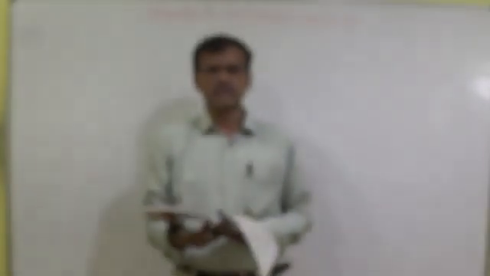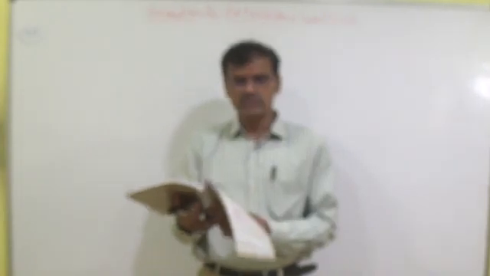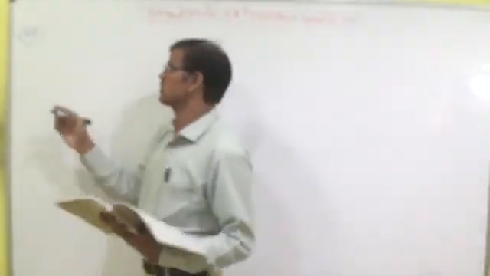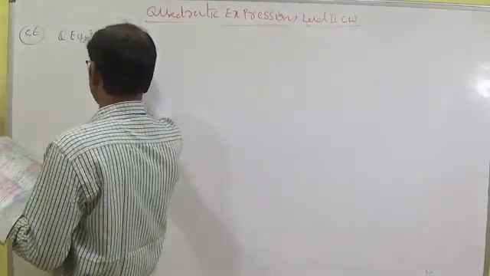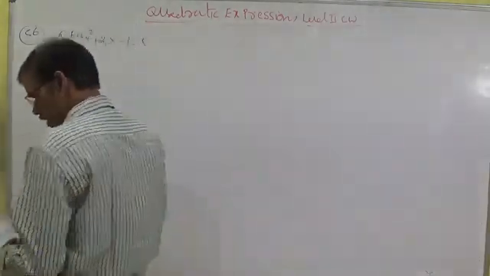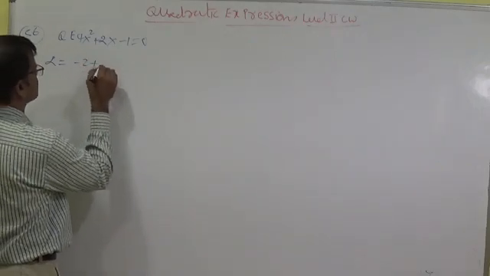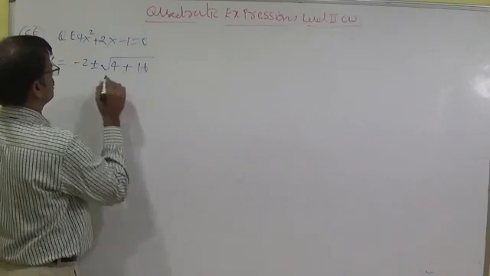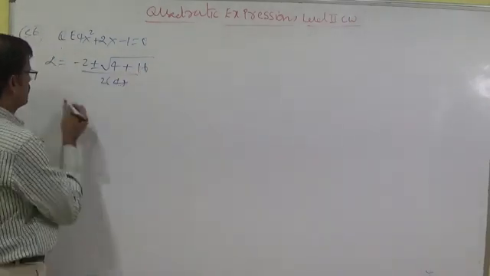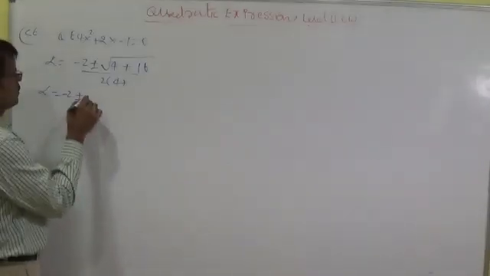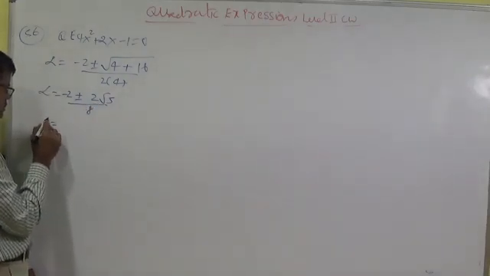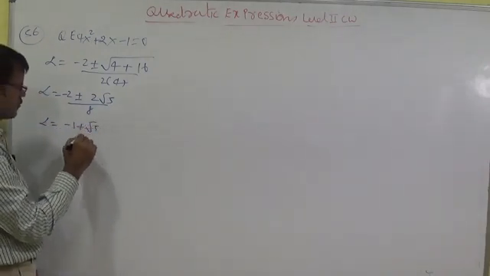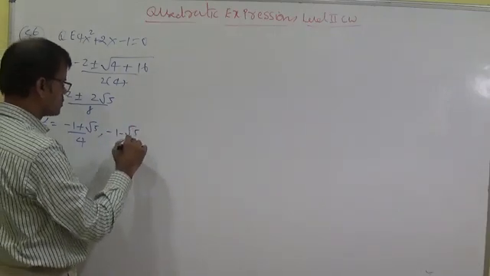If alpha is a root of the equation 4x square plus 2x minus 1 equal to 0, then the other root is given by: given the quadratic equation 4x square plus 2x minus 1 equal to 0, alpha we can take by the minus b plus or minus root b square minus 4ac concept, by 2 into 4. Alpha is equal to minus 2 plus or minus, this is 2 root 5, whole by 8. So alpha is equal to minus 2 taken common, it becomes minus 1 plus root 5 by 4, comma, minus 1 minus root 5 by 4.